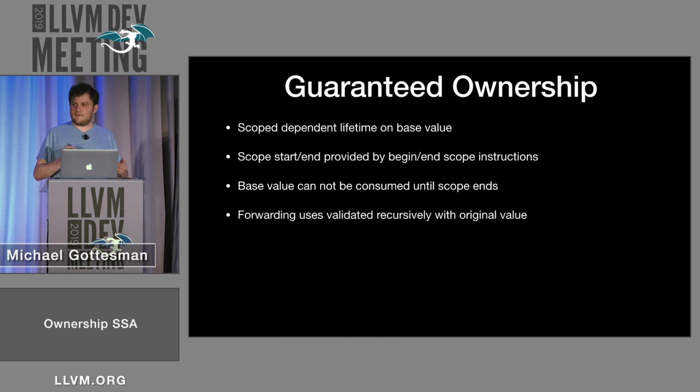And finally, values with guaranteed ownership follow a data flow rule that states that any forwarding uses of the guaranteed value are also guaranteed and are recursively validated as being in the original value scope. This was a choice that we made to reduce redundant scopes in the IR.